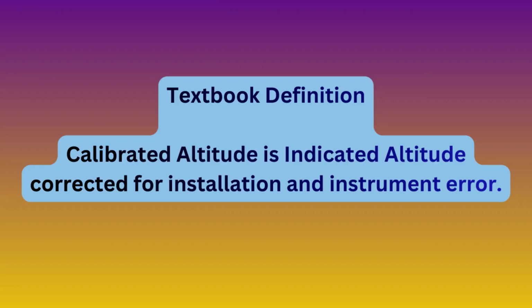So the next question becomes, if we removed instrument error, what would that altitude really be? That leads us to calibrated altitude. Calibrated altitude accounts for the small errors built into the instrument itself. Here's the textbook wording. Calibrated altitude is indicated altitude corrected for installation and instrument error.